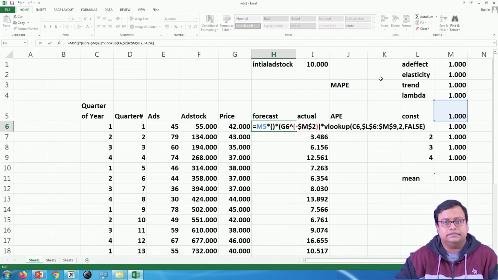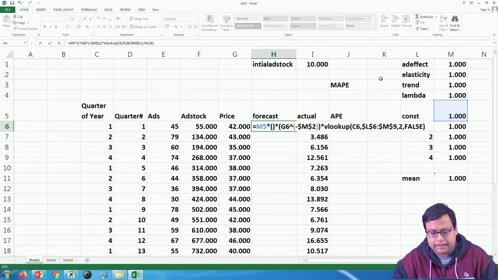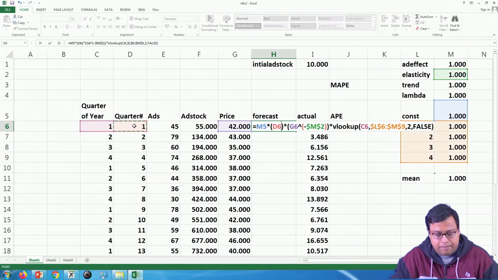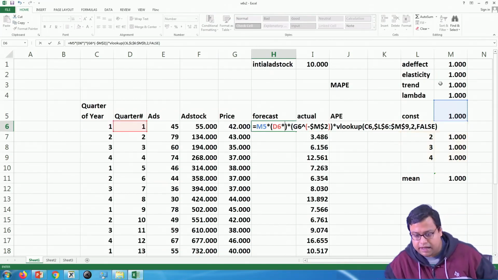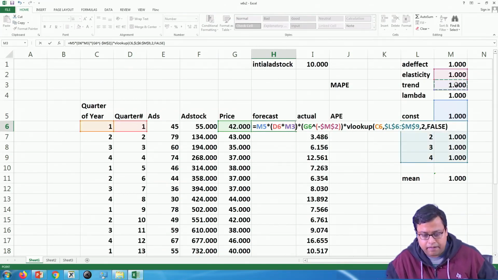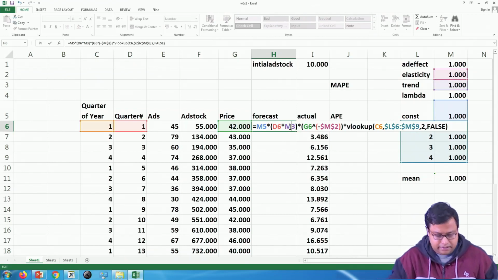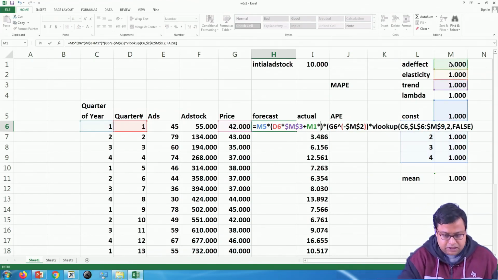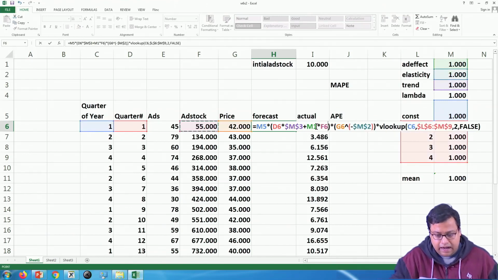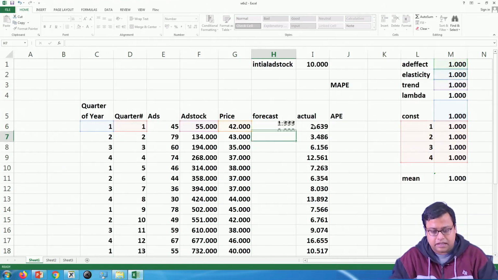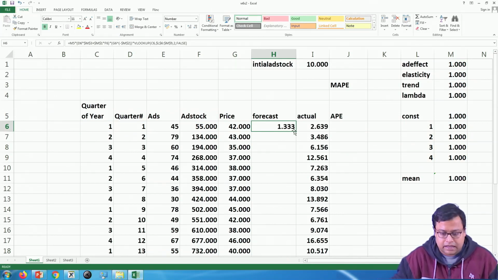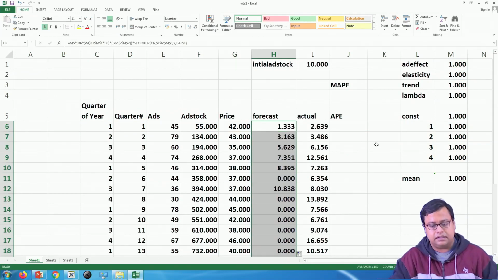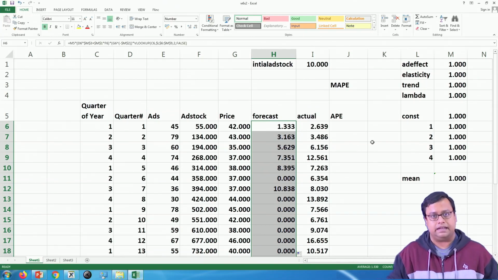And then, so you can pause at various points of this particular video and see, and then the quarter number into the trend, quarter number into the trend, and trend should be F4 plus add effect into add stock, and add effect should be F4. So, that is my forecast, and if I just drag it, this is the forecasted sales that I am getting.